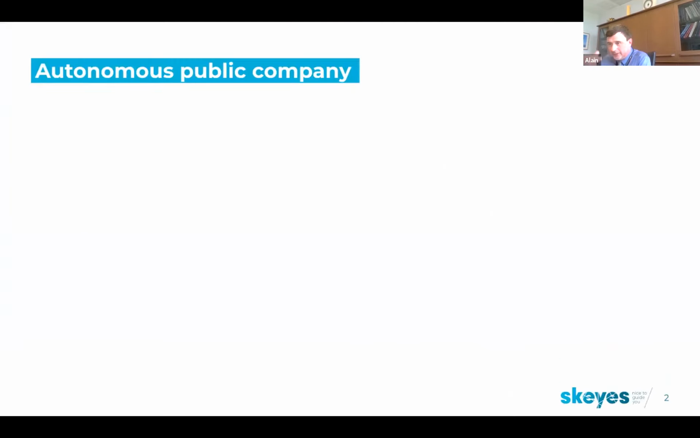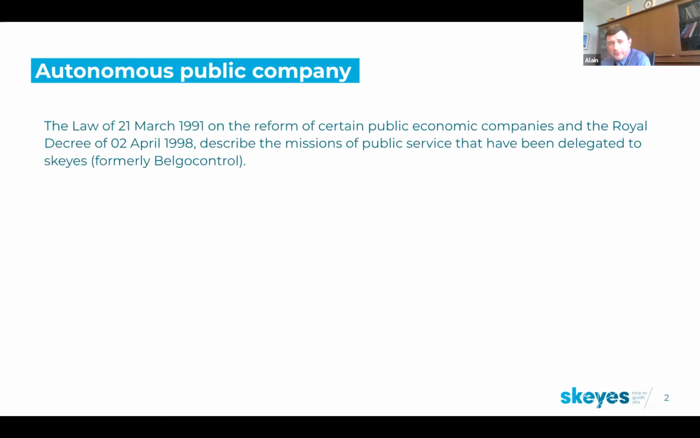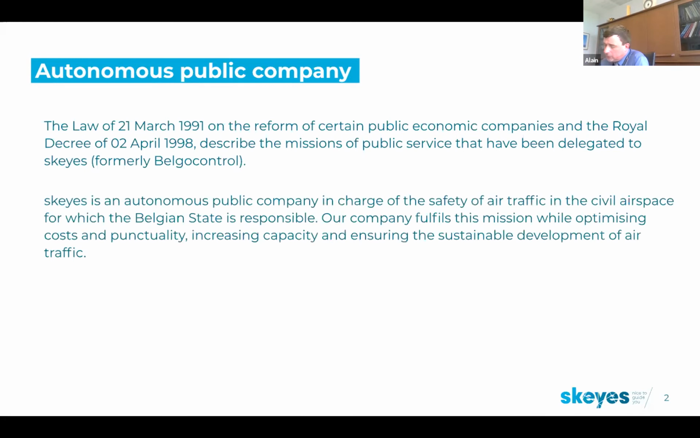I will explain the path we followed up to now to consider the SDGs as very important for us. Skies is an autonomous public company. It has been created by the law of March 91. This law has also created, for example, Belgacom Proximus and the Post. They created these companies and moved them into a special status, providing them more autonomy. And the Royal Decree of 98 created Skies.